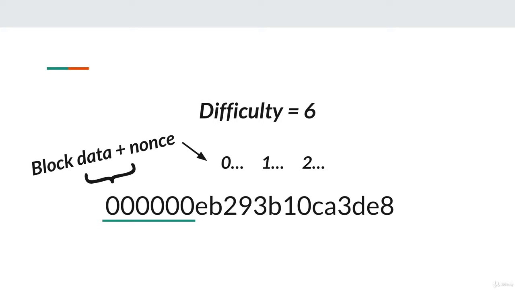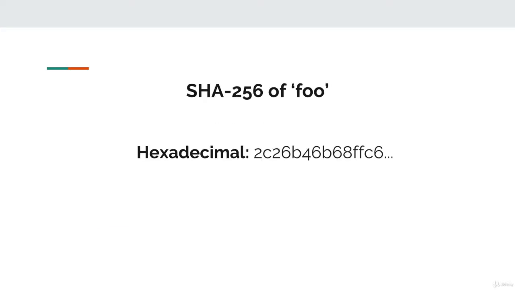In our system, we're currently using the hexadecimal form of SHA-256. For example, the SHA-256 equivalent of foo in hexadecimal form is 2C2, 6B4, and onward.